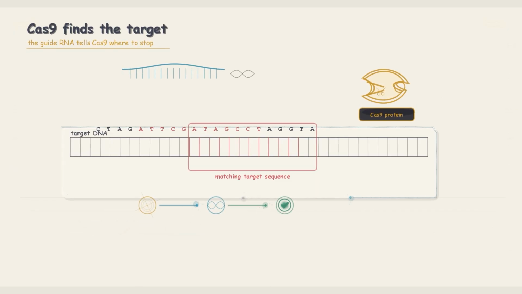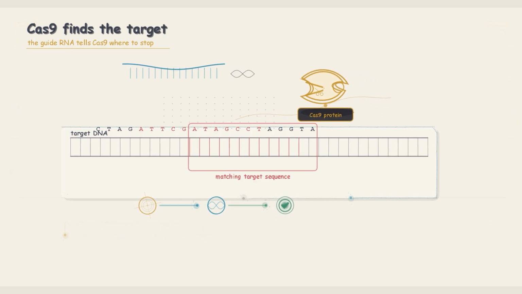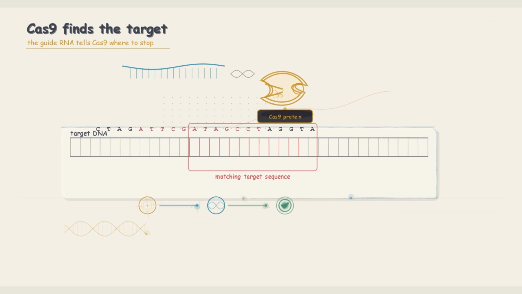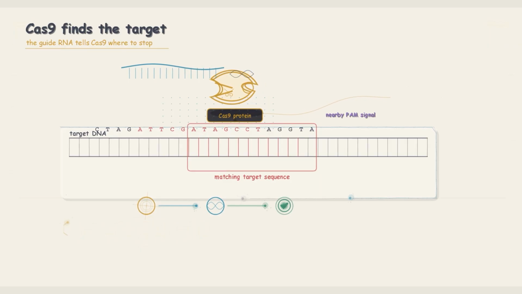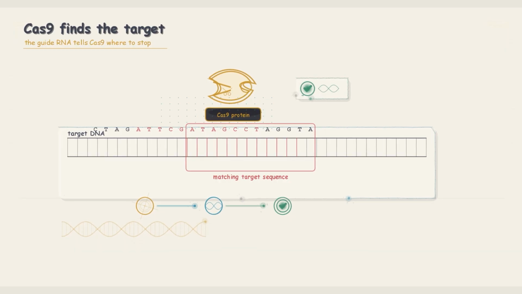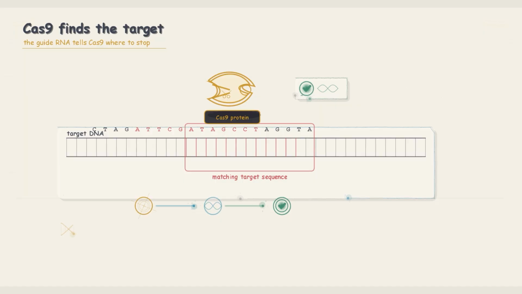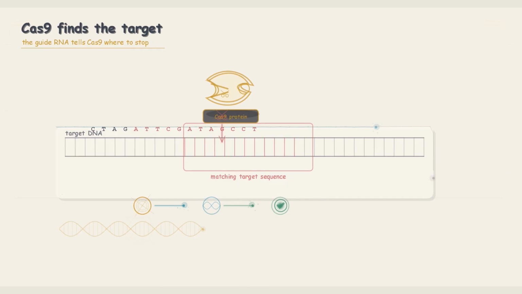Cas9 is the molecular cutter that travels with the guide RNA. It opens the DNA and checks whether the guide really matches. Many Cas9 systems also need a short nearby PAM signal. If the guide and the landing signal are right, Cas9 locks in place. Now the target is selected and the cut can happen.